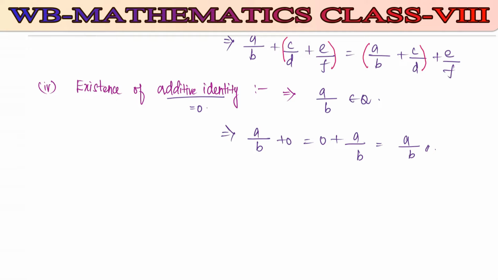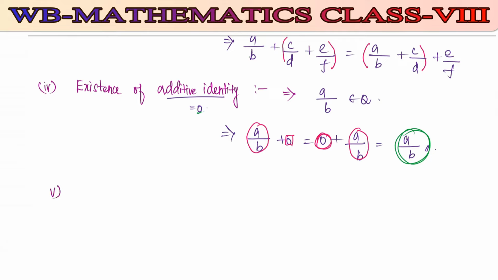Once again I will repeat: 0 is the additive identity. When the additive identity is added to a rational number, or any rational number is added to the additive identity, the rational number remains the same. When it remains the same, then we can say it satisfies the existence of additive identity. Keep in mind, the additive identity for addition is always 0.